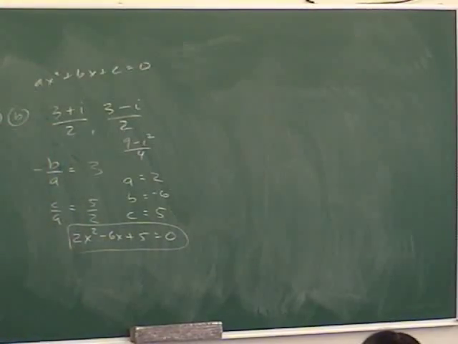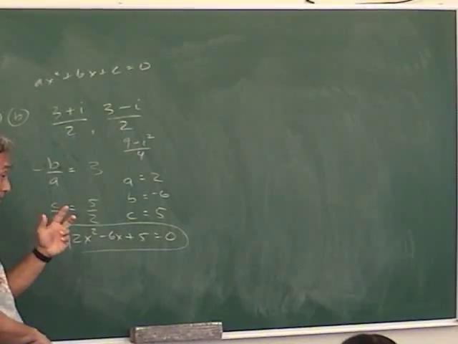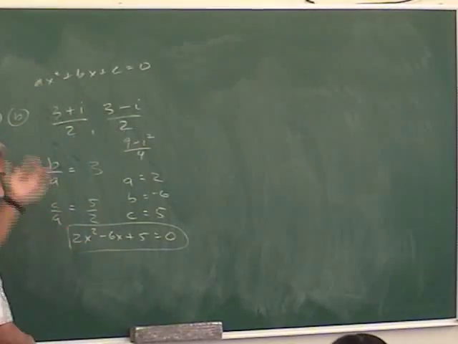So that's the way most books teach you. Most books will teach you this method. They don't teach you to use the quadratic formula backwards. Everybody understand that? But you have to know that negative b over a is the sum of the roots and c over a is the product. If you don't know that.